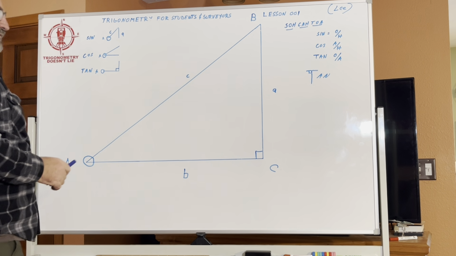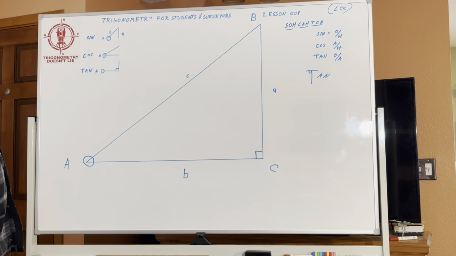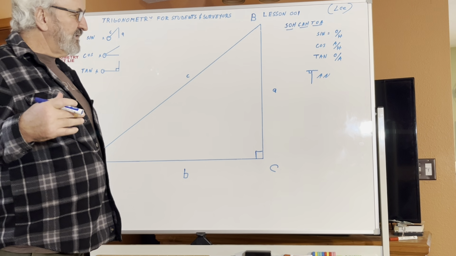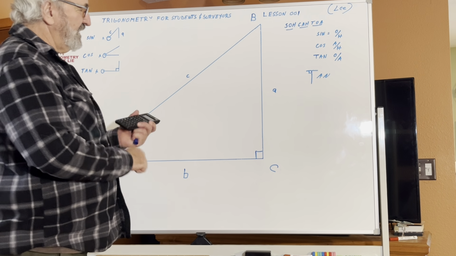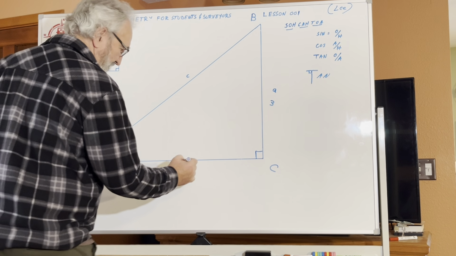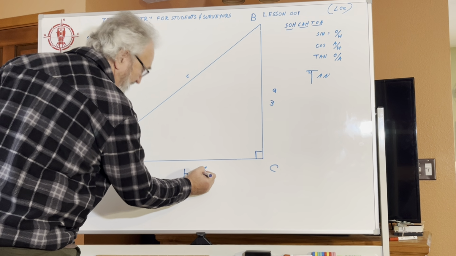Now, this is a 3, 4, 5 triangle. That's the other thing I wanted to teach or impress upon you. The 3, 4, 5 triangle is, this side is 3, 4, and 5.